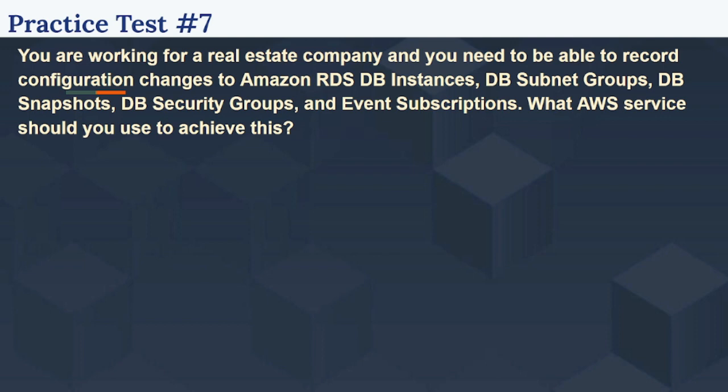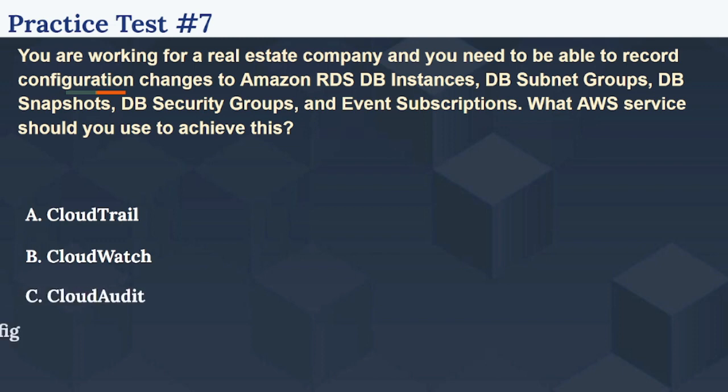So the options are: Option A, CloudTrail. Option B, CloudWatch. Option C, Cloud Audit. Option D, Cloud Config. Please select your answer in the next 5 seconds. 5, 4, 3, 2, 1.